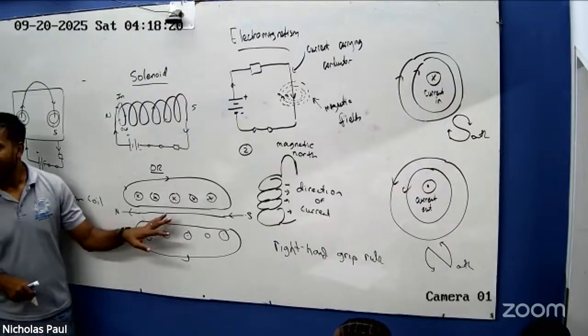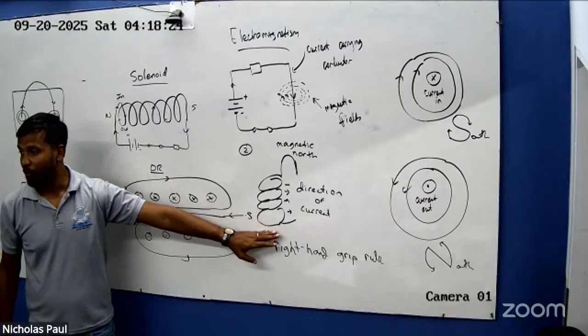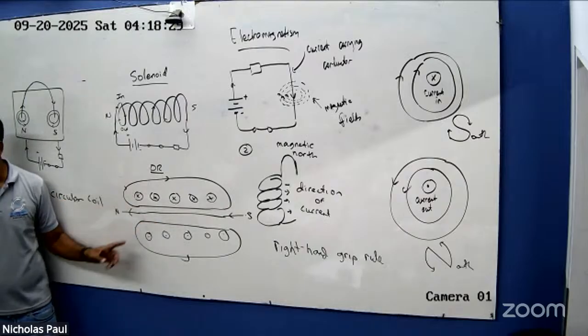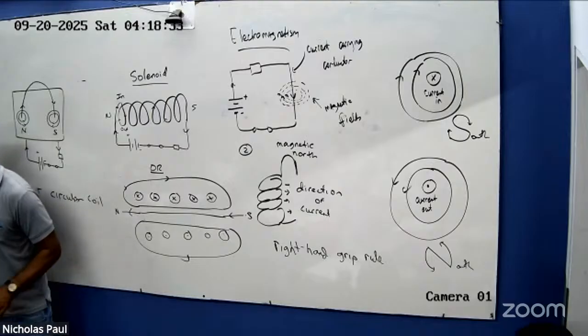And then I applied the right-hand grip rule to figure out the magnetic field, to figure out these directions here.